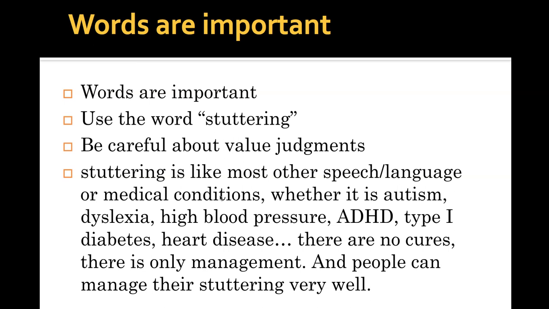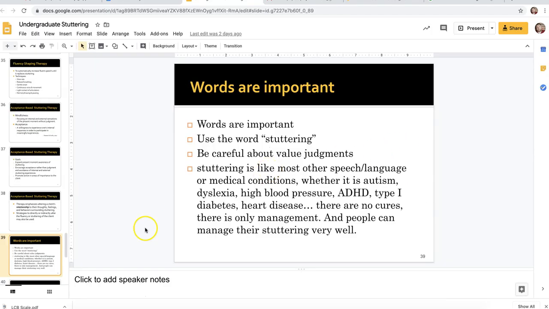And the idea that stuttering is like most other speech, language, or medical conditions, whether it's autism, dyslexia, high blood pressure, ADHD, type 1 diabetes, heart disease, on and on. There aren't cures for any of these things. There's only management, and people can manage their stuttering really well. And that's important to remember.